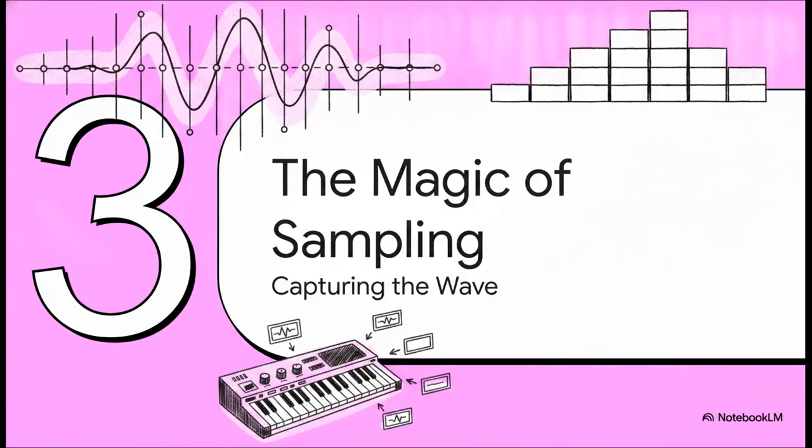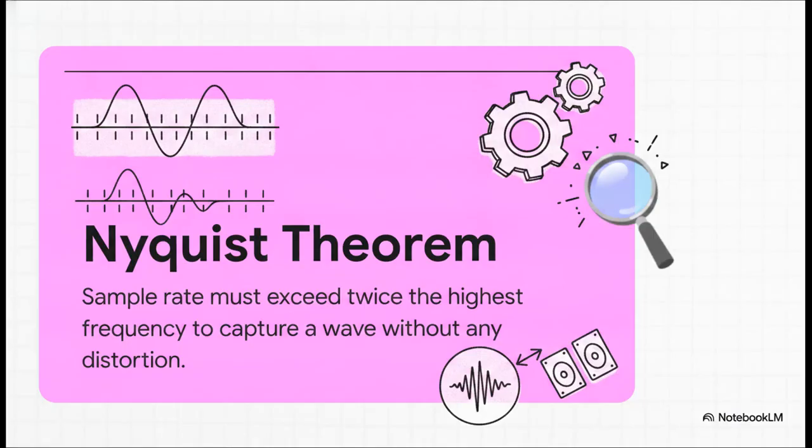Section 3, the magic of sampling. Now, this is perhaps the single most important concept in all of digital audio, the Nyquist theorem. Discovered by Harry Nyquist over at Bell Labs, this rule proves that we actually do not need infinite points of data to capture an analog wave perfectly. The theorem basically says that a sampled waveform contains all of the original information with absolutely zero distortion as long as your sampling rate exceeds twice the highest frequency in that waveform.